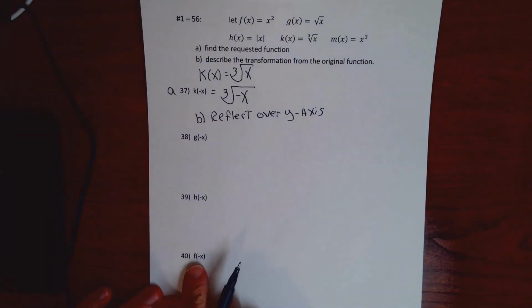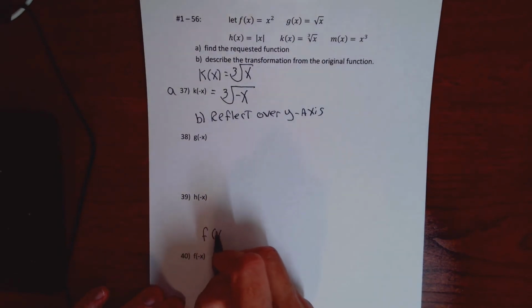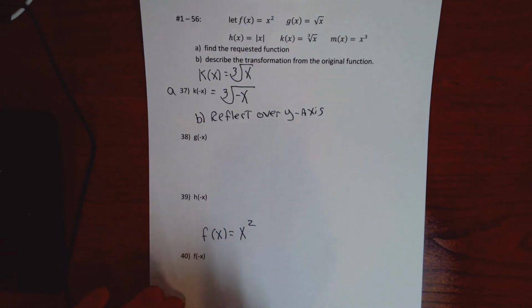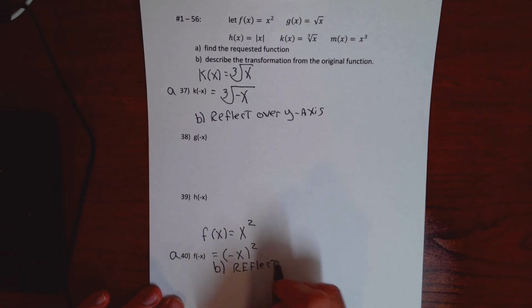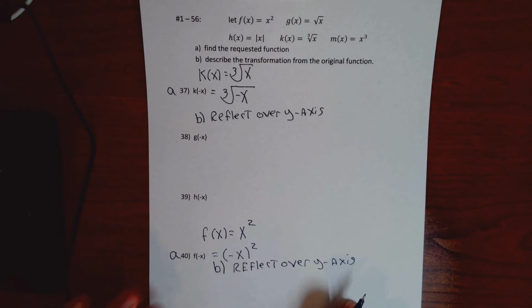For problem 40, it calls out the f function. I'm going to need parentheses here when the original problem doesn't have something that serves as a parentheses, and I'm asked to do something in a parentheses. I need to introduce a parentheses. So for part A of 40, f of negative x is going to be the quantity negative x squared, and negatives inside parentheses flip the graph over the y-axis. Negatives in front of the function flip the graph upside down over the x-axis.